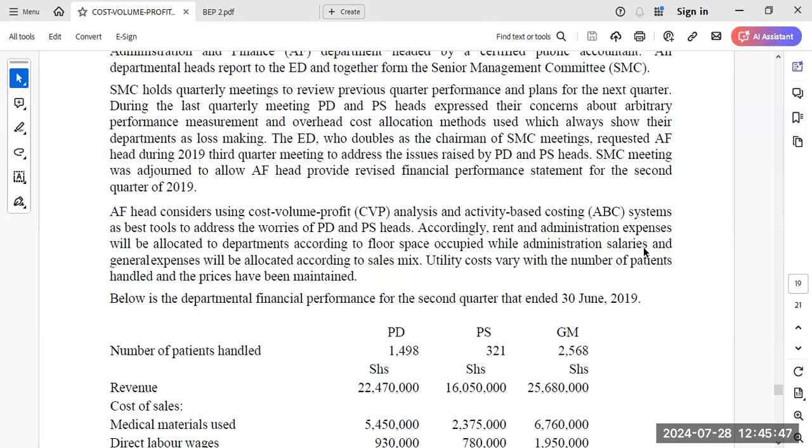While administration salaries and general expenses will be allocated according to sales mix. Very key here also: as you allocate administration salaries and the general expenses, you should base on sales mix as your cost driver.